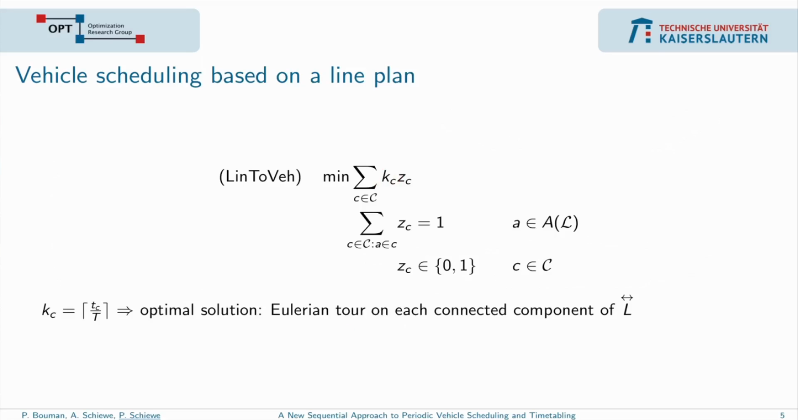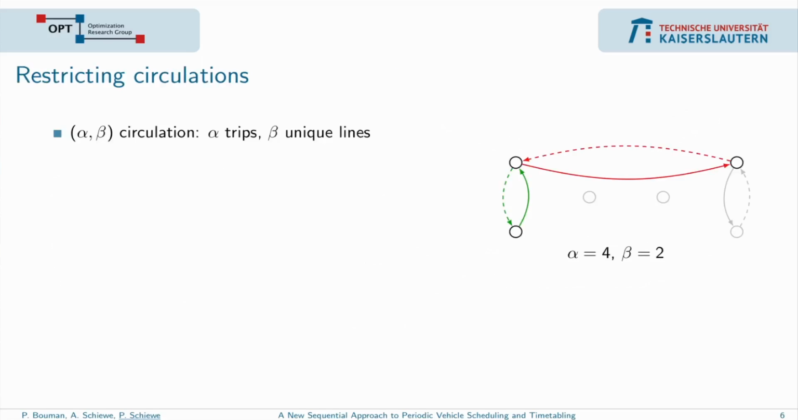However, this leads to a lot of interdependency between the different lines, and therefore it might lead to problems in the timetabling step or even later on in delay management, because then delays would propagate through all of the network. So what we are looking at, instead of solving this for all possible circulations, we are restricting the circulations which we want to be feasible.